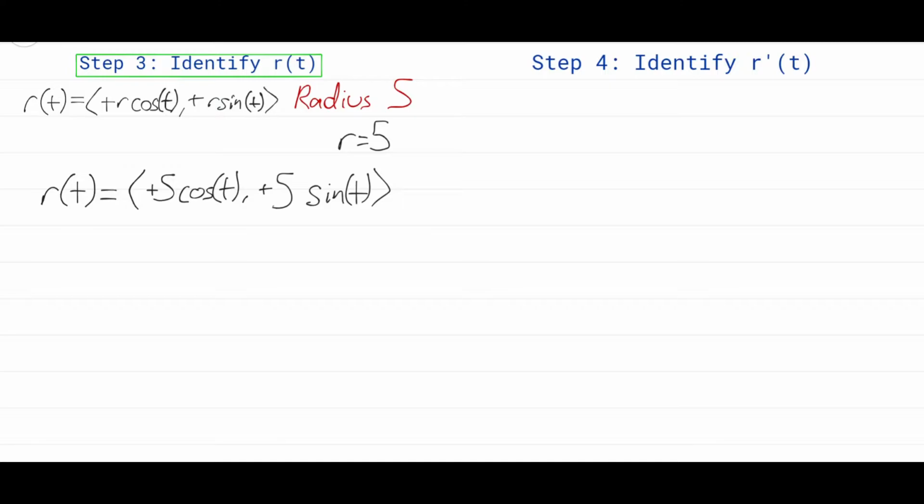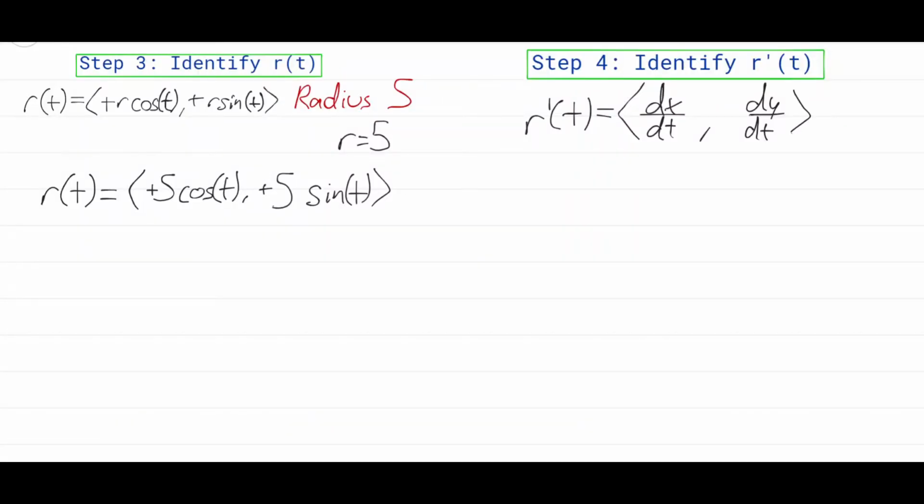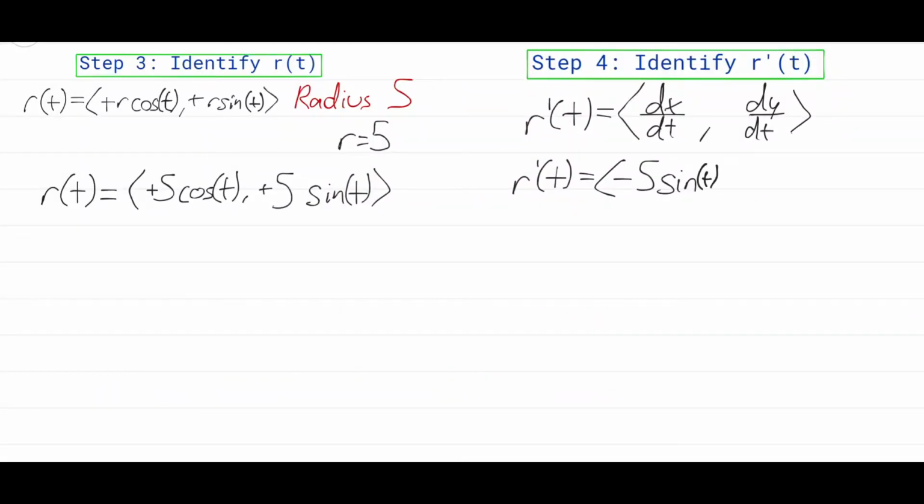So that's step 3. In step 4, we're going to differentiate this to get r prime of t, which is basically taking the derivative of our r of t. Our r prime of t is dx over dt, comma dy over dt, and knowing this will come in handy later. The derivative of 5 cosine t is negative 5 sine of t, and the derivative of 5 sine of t is 5 cosine t.